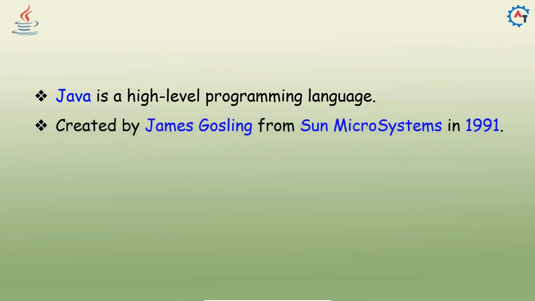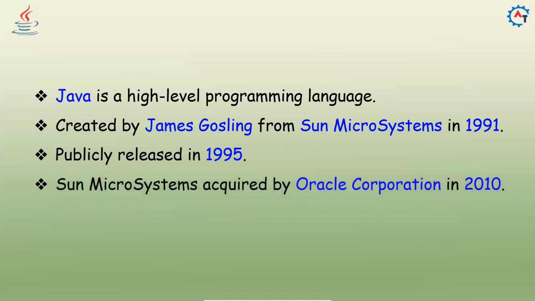Java was created by James Gosling from Sun Microsystems in 1991, but it was publicly released in 1995. So they started creating it in 1991, but Java is available to us from 1995. Later, Sun Microsystems was acquired by Oracle Corporation in 2010.